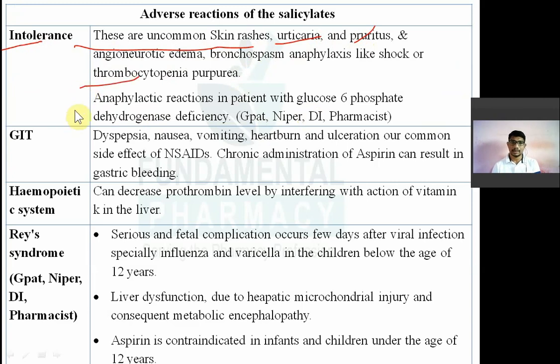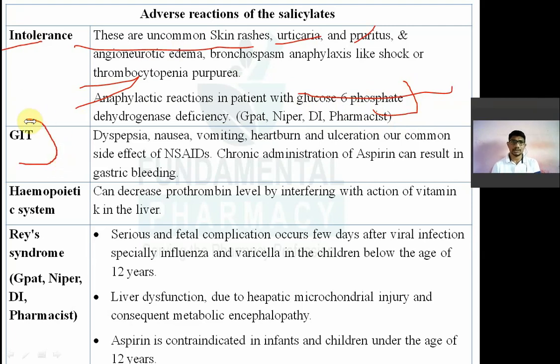Then anaphylactic reactions may occur in patients who are deficient in the enzyme known as glucose 6 phosphate dehydrogenase. अगर कोई पेशेंट में glucose 6 phosphate dehydrogenase का deficiency है तो उसमें salicylate एनाफाइलेक्टिक रिएक्शन दे सकती है, particularly in Negroes, जिनमें glucose 6 phosphate dehydrogenase का deficiency होता है.